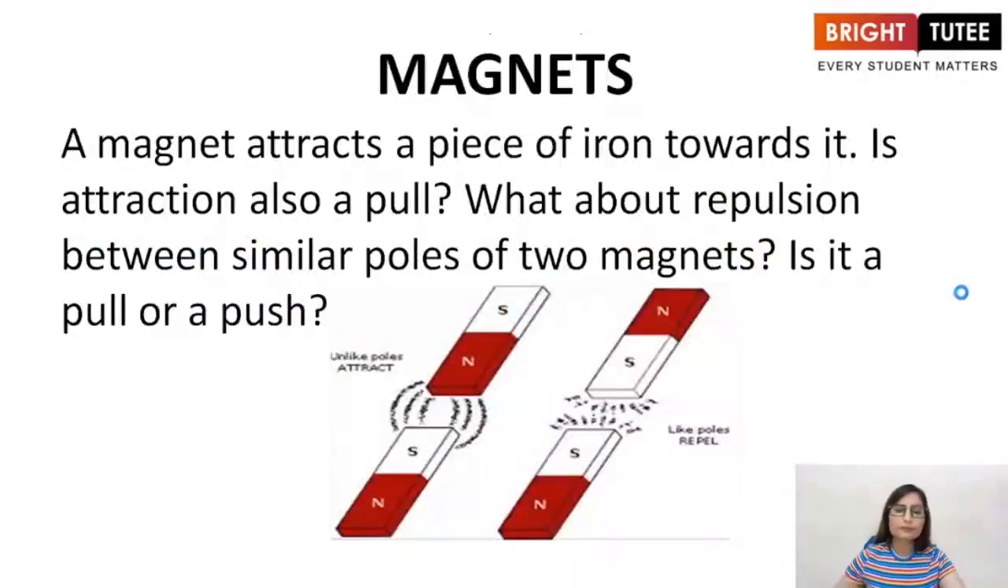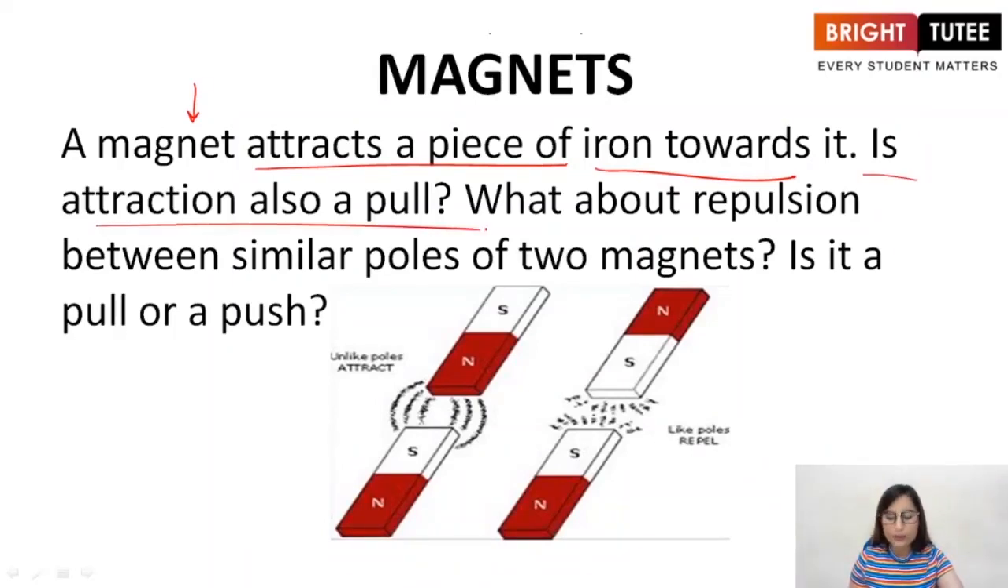right? Now coming to magnets. What is a magnet? A magnet attracts a piece of iron towards it. Any substance that attracts an iron piece towards it is known as a magnet, right? In class 6th, you studied chapter 13, Fun with Magnets. You understood the course of action of magnets, right? Is attraction also a pull?